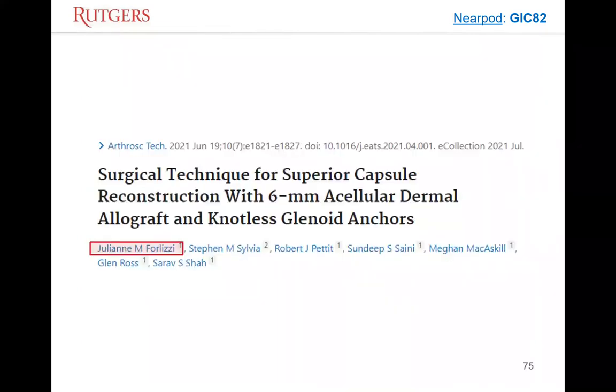Also, one of our former residents, Jules, appears to have become an expert on this technique. I'm sure she'd be happy to walk anyone through it who wants to do it.